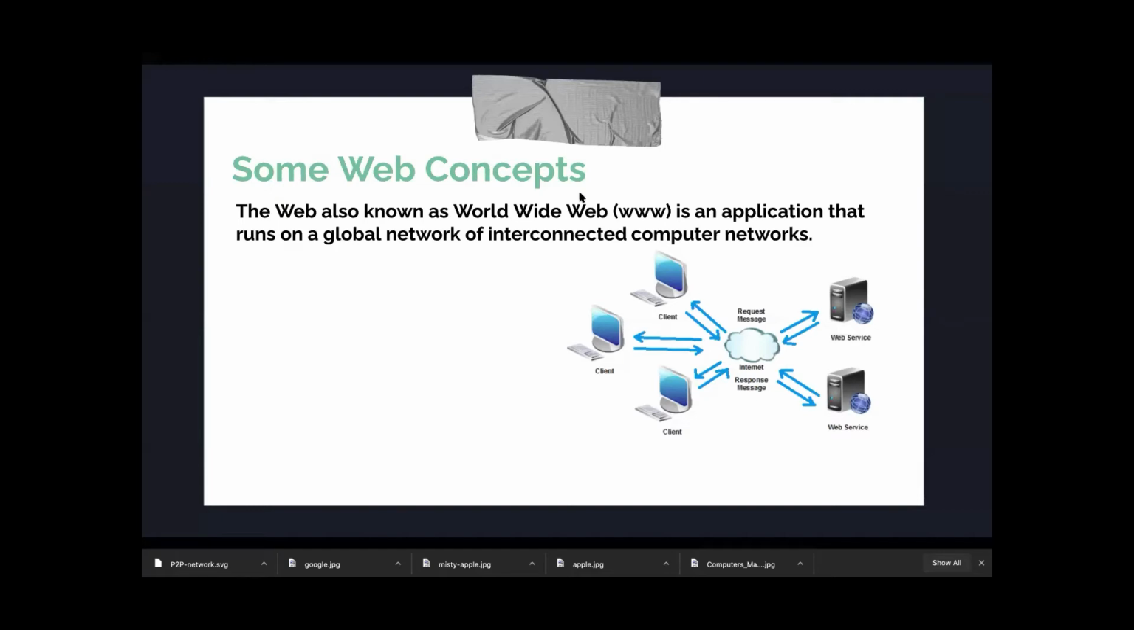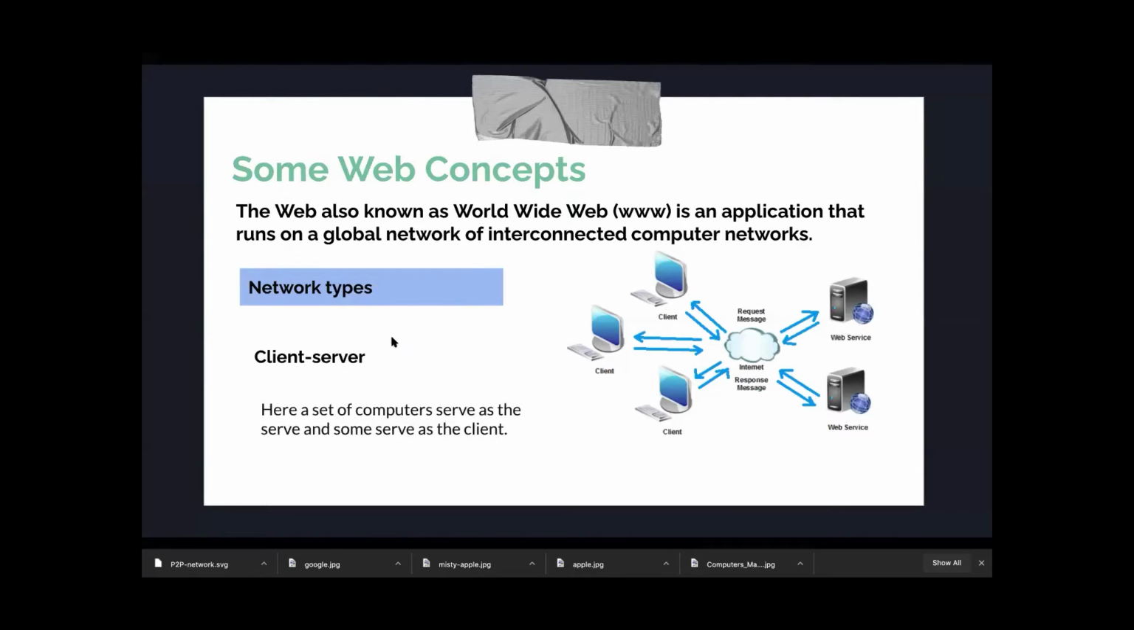Now, before we move further, sorry about that. We're looking at network types, and we have basically two types of network. We have the client-server network. Here, there are some computers that have the information that you want, and some computers that get the information from that place.